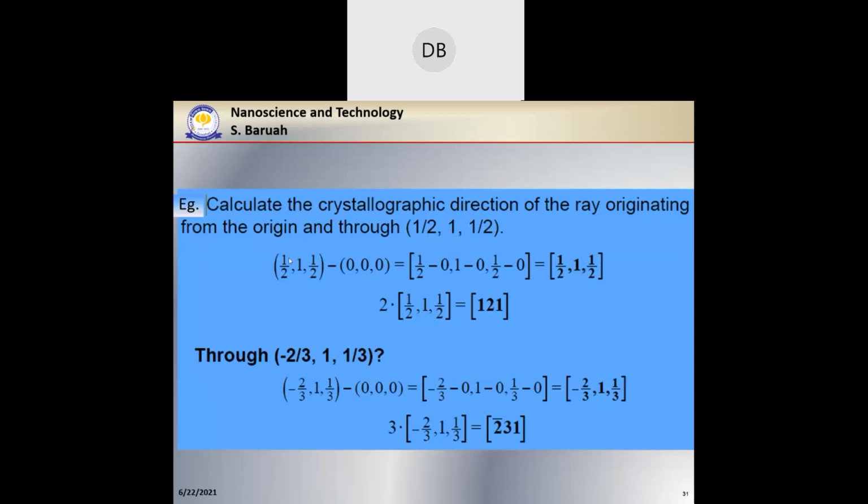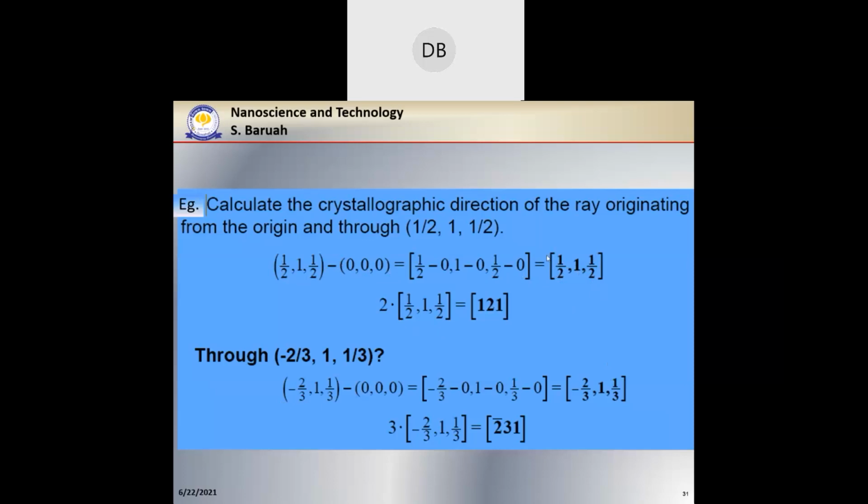All right. So basically, we need the difference between these: half, 1, and half, and 0, 0, 0. We subtract this. So first one, half minus 0, 1 minus 0, and half minus 0. Okay. These are the points we're calculating. And then we get half, 1, and half as a direction. All right. So we need to convert it into an integral form. That means it cannot have a value like this, which is a ratio.